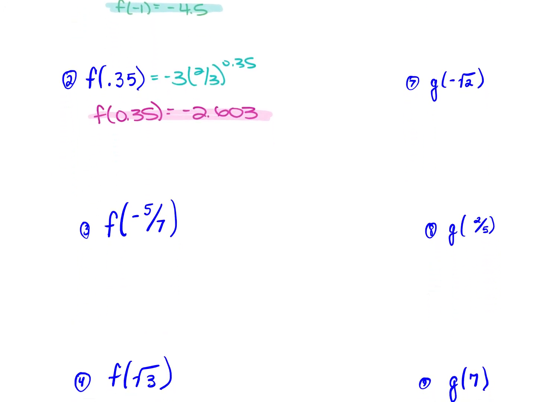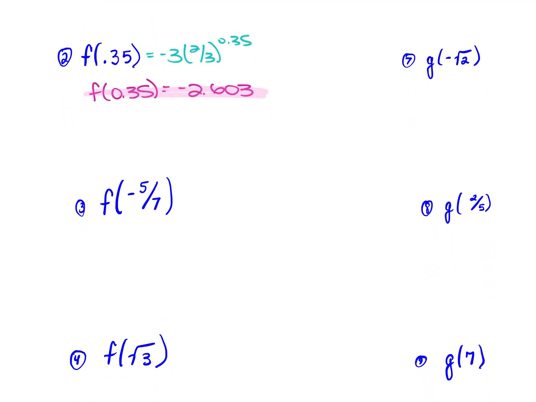For number 3, you have f of -5/7. So we're still going to use -3 times 2/3, now to the power of -5/7. So f of -5/7 is equal to -4.008.